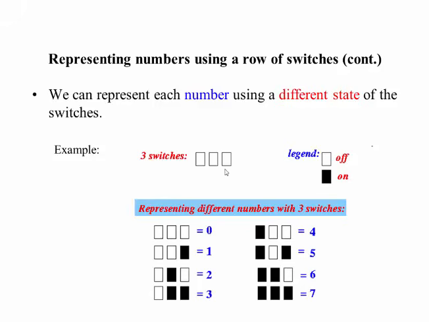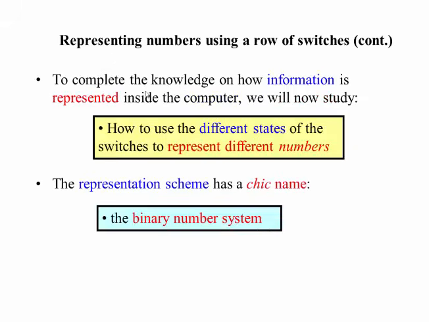So we've got our 3 switches, and in our legend here, if it's colored in black, it is on. So 0, all 3 off. 1, the last one is on. 2, the middle one is on. 3, the last 2 are on. For 4, the first one is on; 5, the first and last are on; 6, the first 2 are on; 7, all 3 are on.